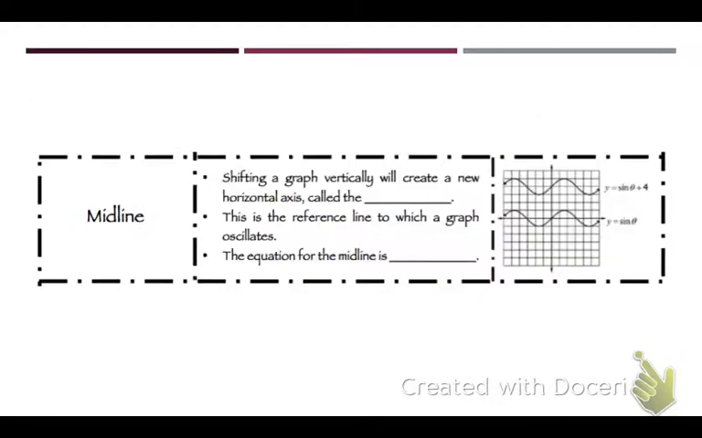Okay? Now the midline, shifting your graph vertically will create a new horizontal axis, and we're going to call this axis the midline. And this references the line that the graph oscillates around. It references the line that this graph is going up and down, up and down, up and down. So if we look over here at our example, y equals sine of theta is just our normal graph. We shifted it up, so y equals sine of theta plus 4. That moved our graph up 4, which changed our midline to y equals 4. Okay, I'll get more into that in a second.